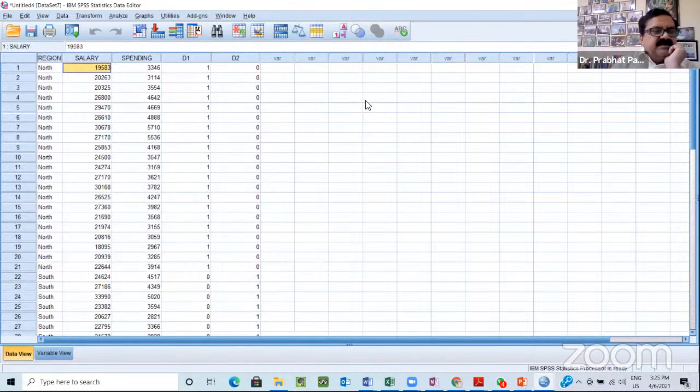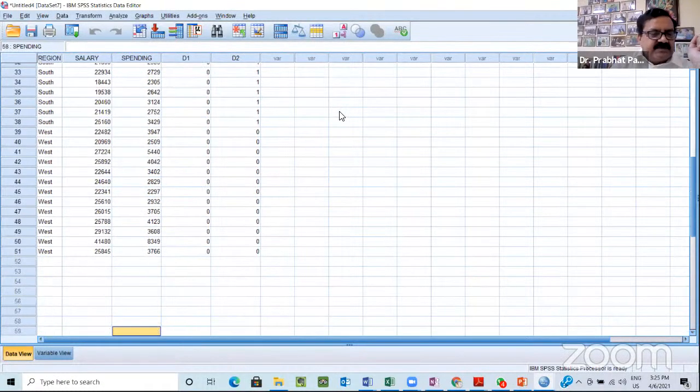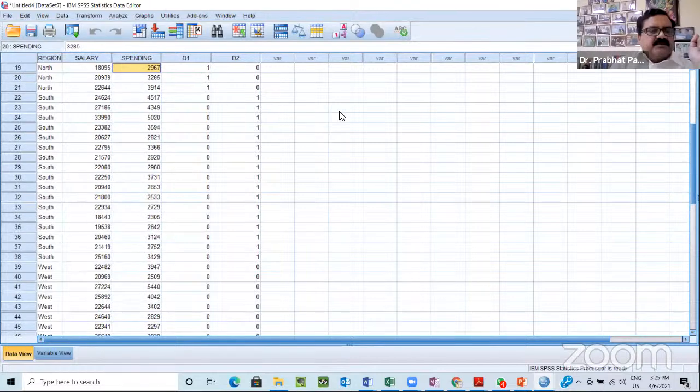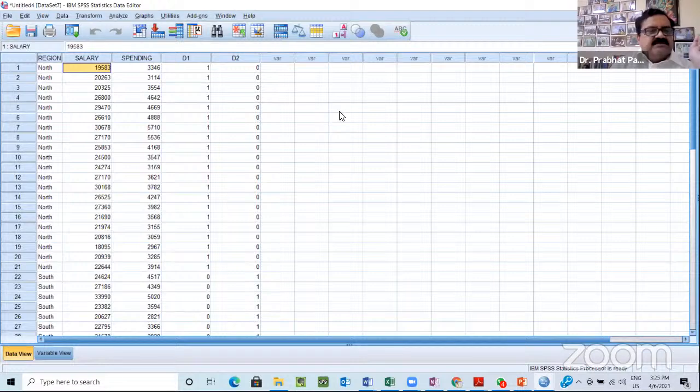And next data is about the average salary in these regions. So this is the data about average salary to the teachers. The third data is about the spending which is done by the government on these schools, the average government spending. Now here, what we are interested in is to know whether there is a regional difference in the salary of the teachers, and we want to use regression to understand that.